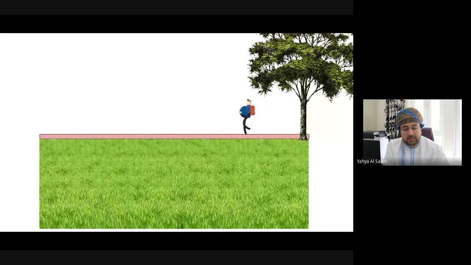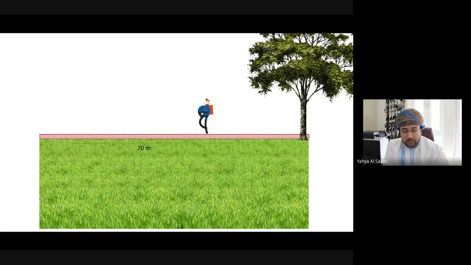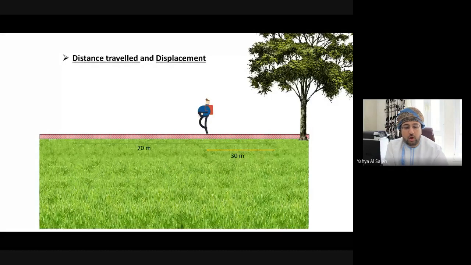Okay, and then the same person is going to be coming back and stop here. So this person went about 70 meters one way and then came back about 30 meters. We have already spoken about these two things, but today we will introduce them formally. Distance and displacement. What is the distance traveled by this person?